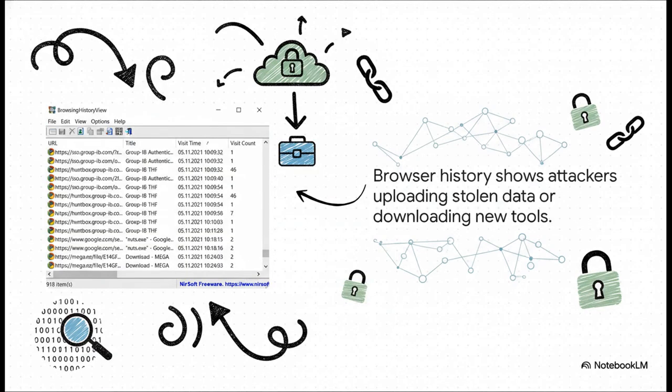And hey, you can't forget the basics. Check this out. The web browser history can show the attacker visiting a cloud storage site to upload all the data they stole. That's the exfiltration right there. Or it might show them downloading their hacking tools. It's so simple, but it can be such a powerful clue.